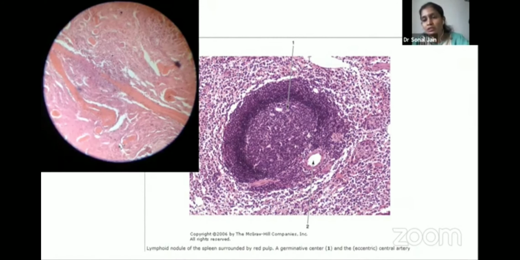And in open circulation, what happens? The capillaries drain the blood into the cords of Billroth and then to the sinuses. So this is seen mainly in the distended spleen.